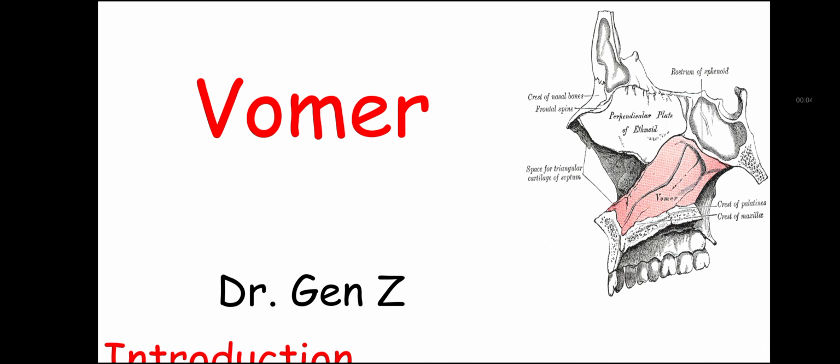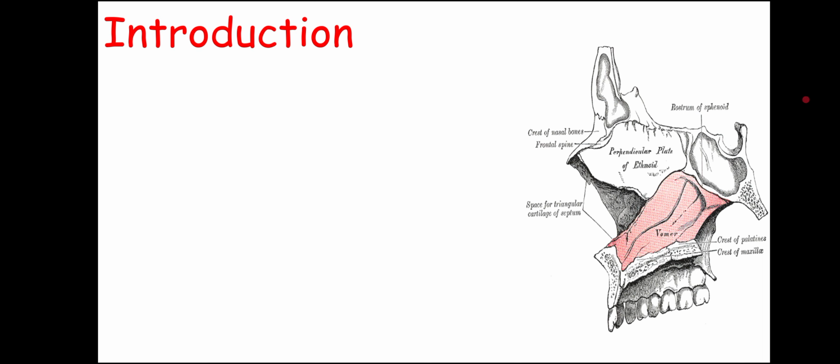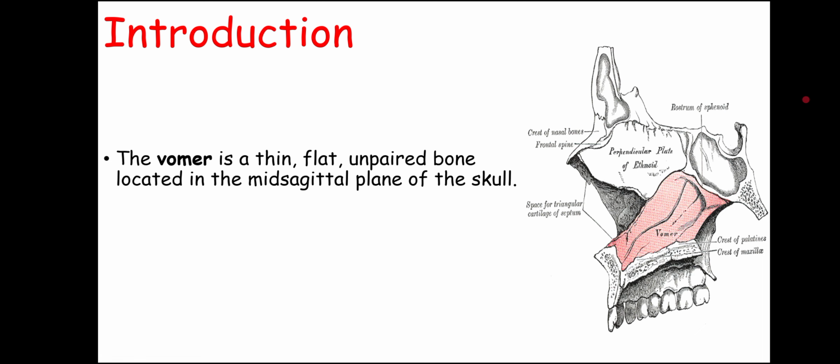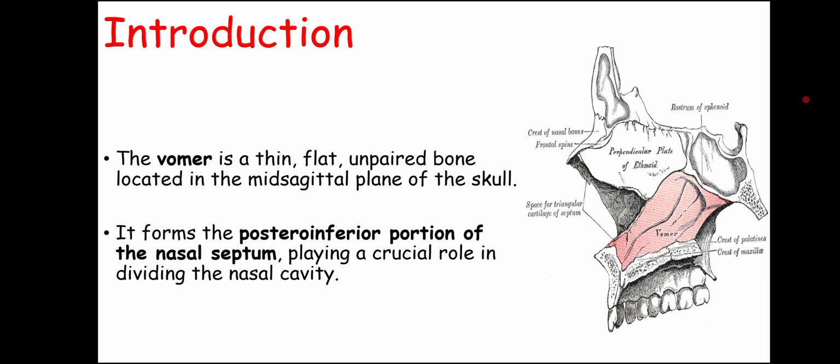Today we are going to talk about Vomer. We will start our topic with introduction and here is diagrammatic representation of Vomer. Vomer is a thin, flat, unpaired bone. That means there will be only one bone in every skull and it is located in the mid-sagittal plane of the skull. It forms the posterior inferior portion of the nasal septum, playing a crucial role in dividing the nasal cavity.